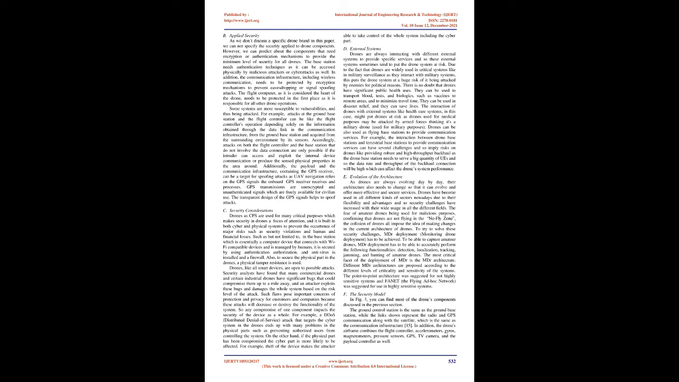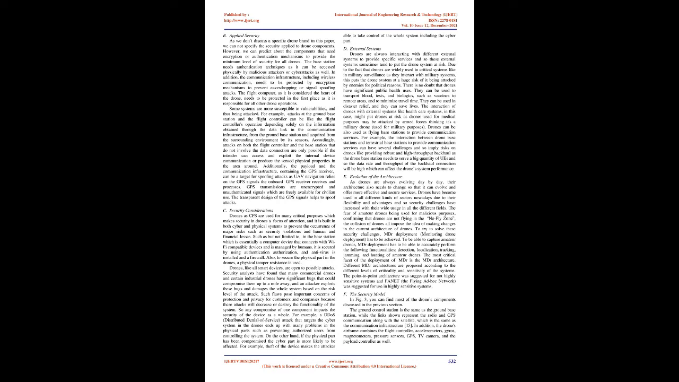C. Security considerations. Drones as CPS are used for many critical purposes, which makes security in drones a focus of attention, and it is built into both cyber and physical systems to prevent the occurrence of major risks such as security violations and human and financial losses. Such as, but not limited to, the base station, which is essentially a computer device that connects with Wi-Fi compatible devices and is managed by humans. It is secured by using authentication and authorization, an installed antivirus, and a firewall. Also, to secure the physical part of the drones, physical tamper resistance is used.